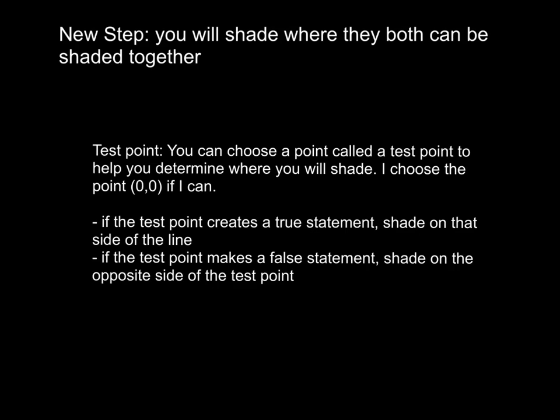You can choose a point called the test point to help you determine where you'll shade. I choose the point 0, 0 if I can. If I can't, then I might have to get creative. But I like to choose 0, 0 because it's the easiest mathematically to use. If the test point creates a true statement, shade on that side of the line. If the test point makes a false statement, shade on the opposite side of the line from the test point.